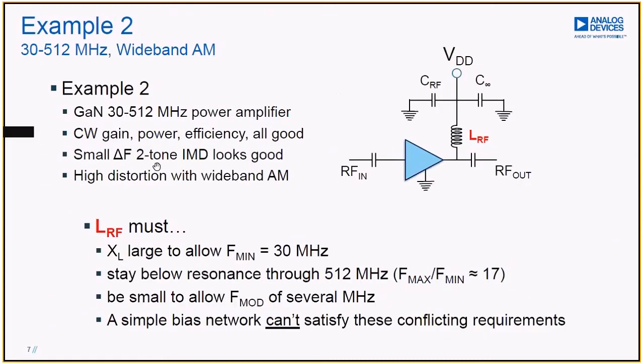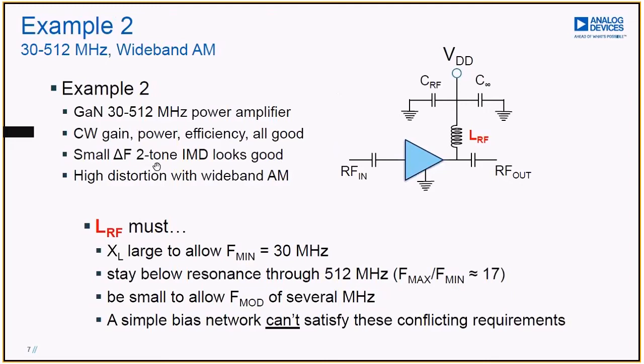So with that in mind, let's look at our second example. This is a 30 to 500 megahertz tactical radio. The customer designed the circuit. They did CW testing on the bench. Everything looked perfect. The efficiency, the gain, it was stable. Everything about this amplifier is great.